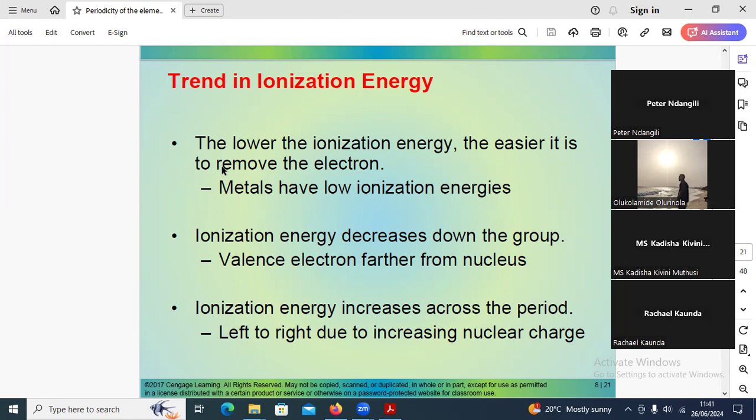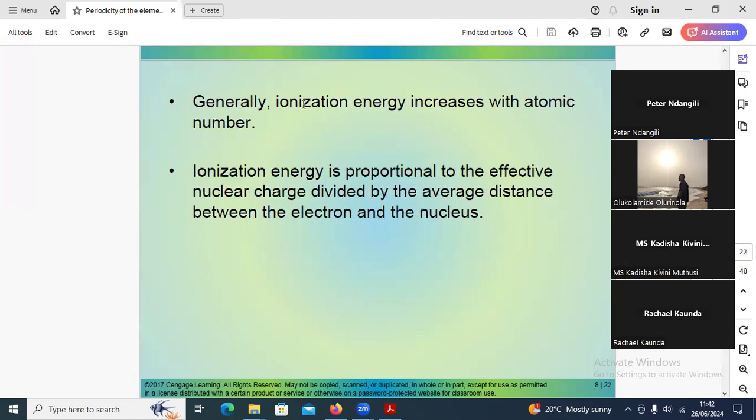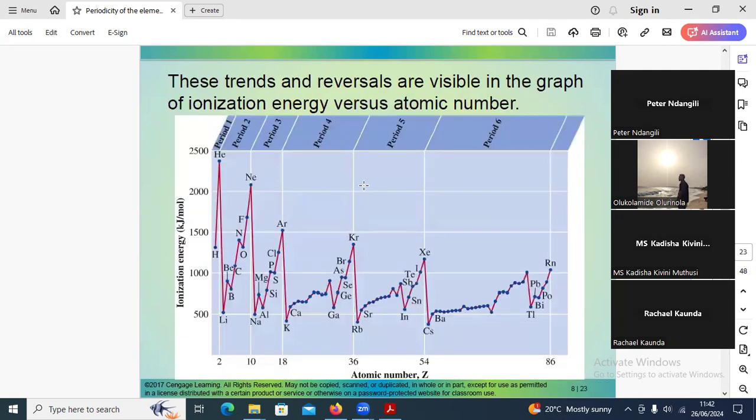So we're saying that generally the ionization energy decreases down a group, but it increases across a period. And we have explained why. This can be explained in terms of the changes in the effective nuclear charge. So the ionization energy is going to increase with increase in atomic number. And it is proportional to the effective nuclear charge divided by the average distance between the electron and the nucleus. And I want to say something here, students, when I am illustrating this.